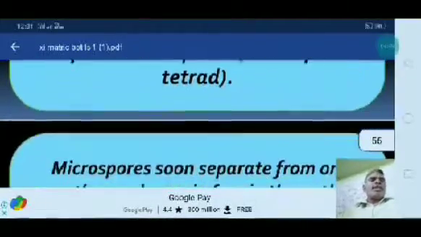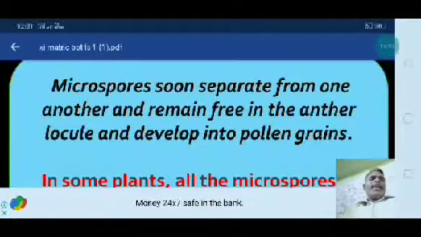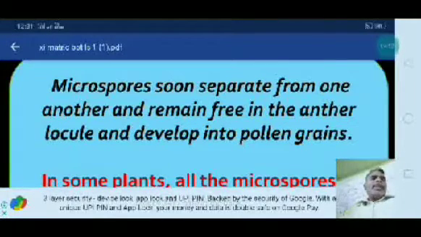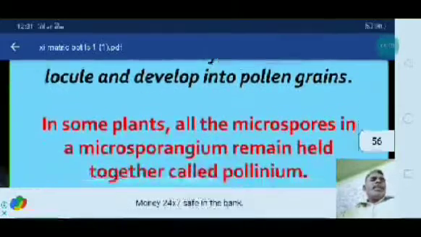Tetrad means 4 cells. Microspores soon separate from one another and remain free in the anther lobe and develop into pollen grains.